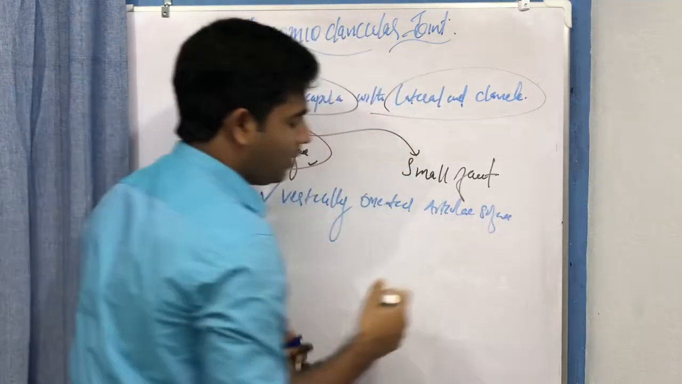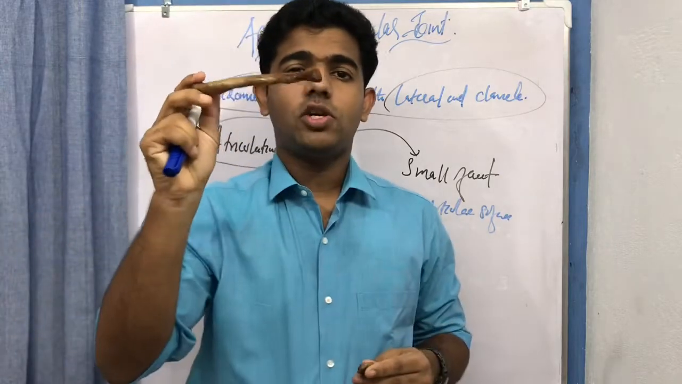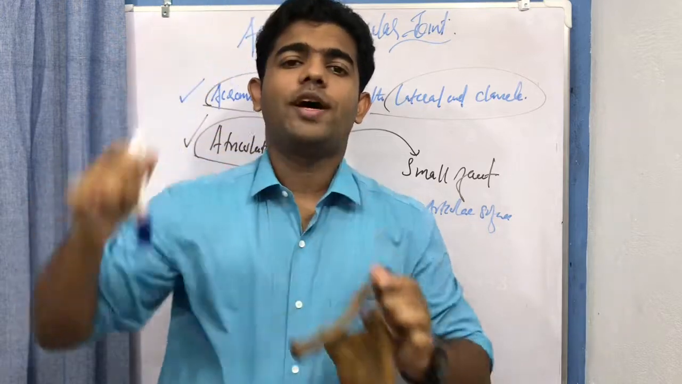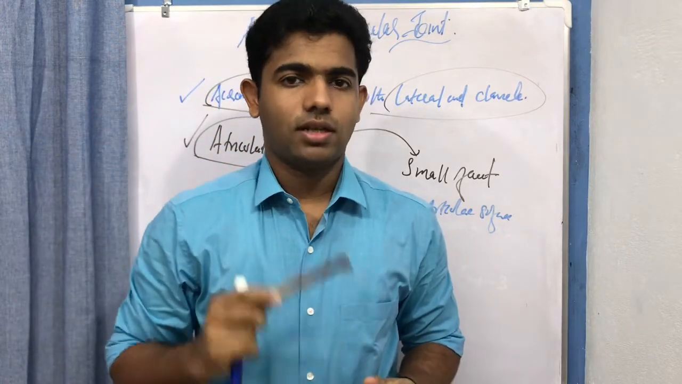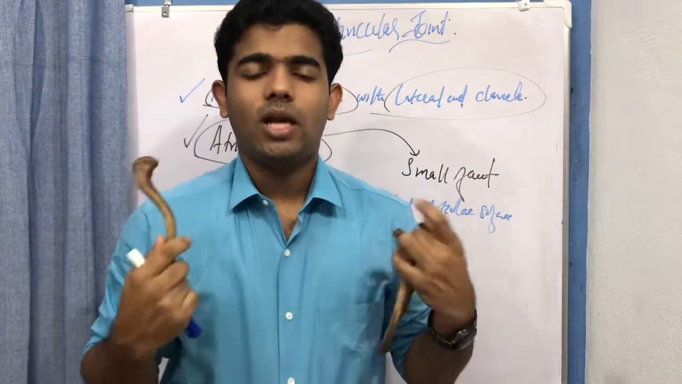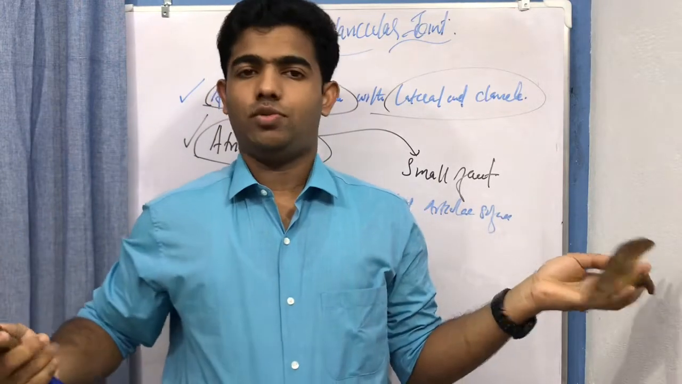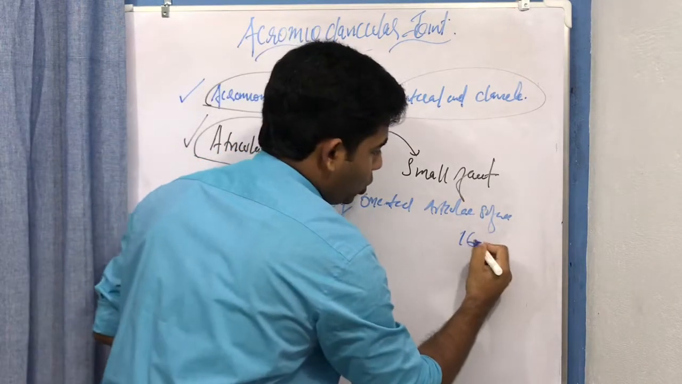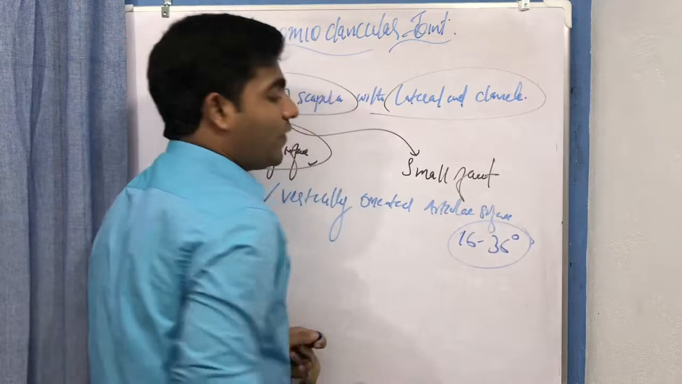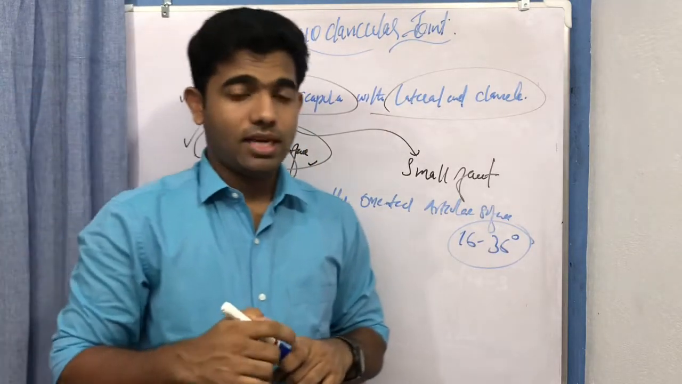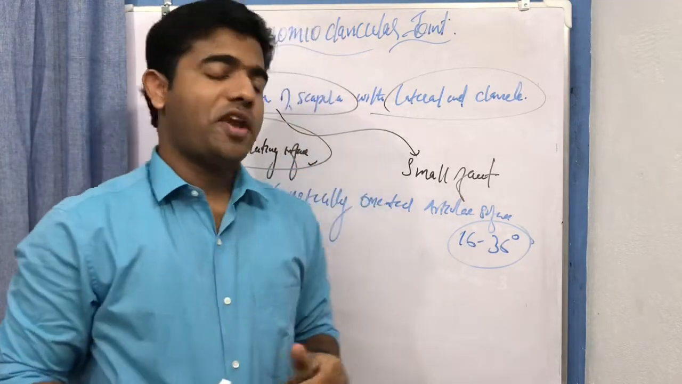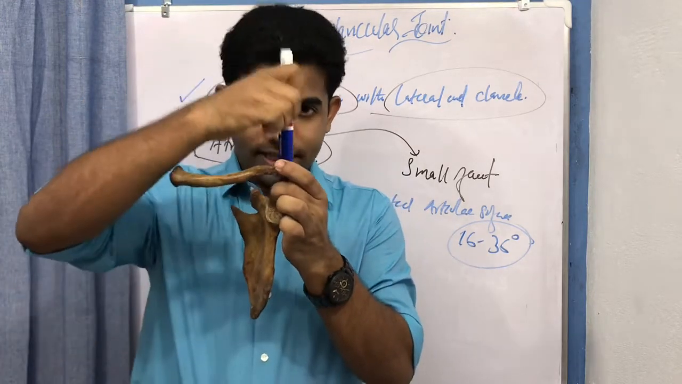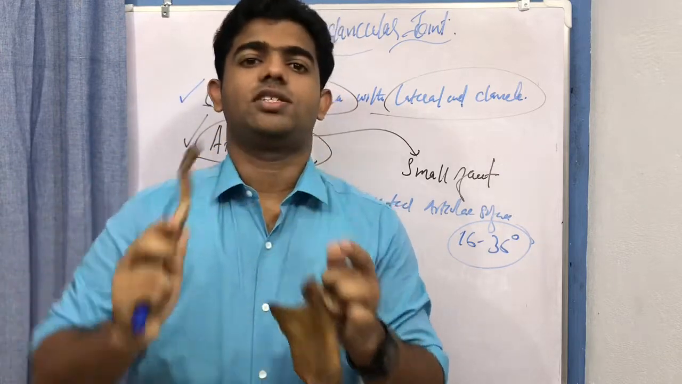Why is that? That is because your clavicle is a horizontal bone. So this is how it's going to articulate, and these articular surfaces are vertically oriented to each other. But you should remember that this vertical orientation can differ between individuals. There can be a 16 to 36 degree variation between individuals. That means it can vary from the vertical plane by 16 to 36 degrees.